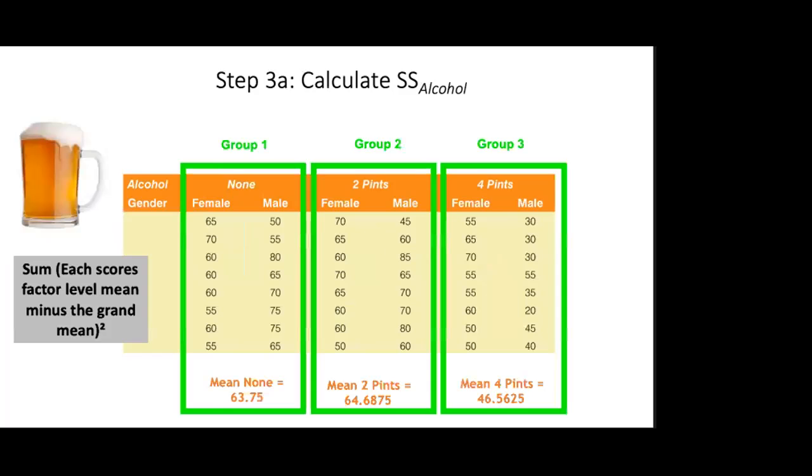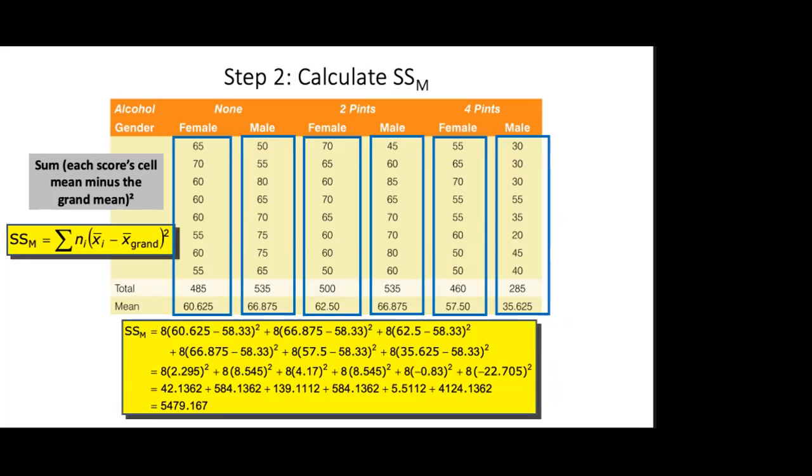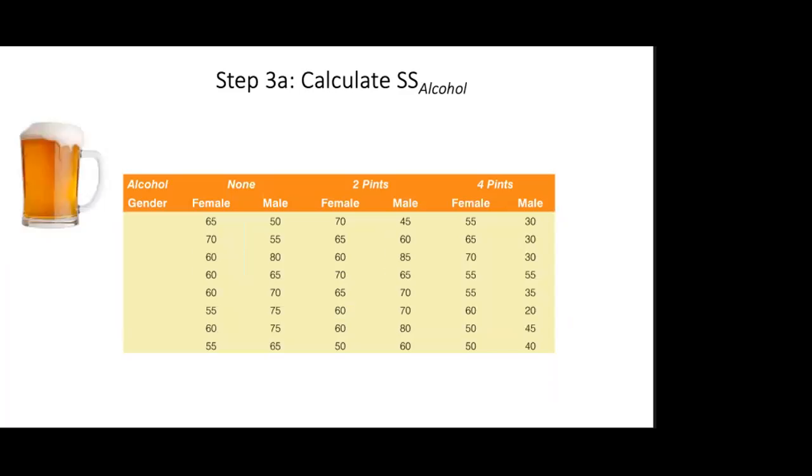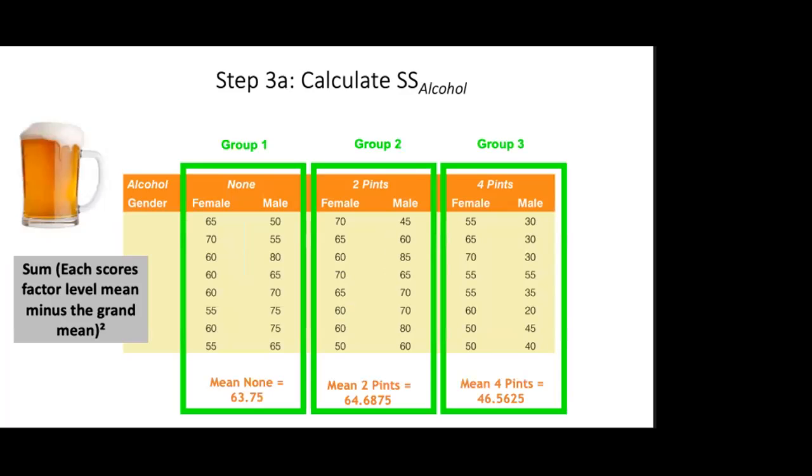So after we have calculated the model sum of squares, we want to break it down a little bit further and ask: what is the sum of squares that can be attributed to alcohol? So the variability that can be attributed to alcohol. Now we are collapsing across gender, so our groups are males and females combined. We calculate the mean for no alcohol, the mean for 2 pints, and the mean for 4 pints, across both genders.